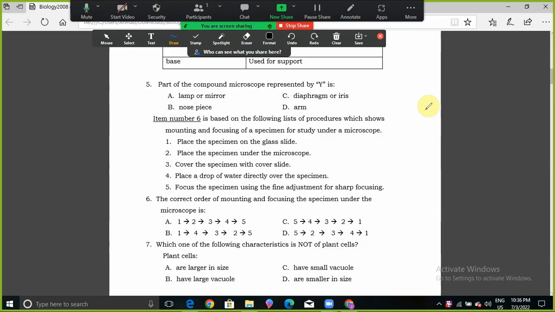To put it in order, the correct answer is B. Why? Because first of all we place the specimen on the glass slide. Then number 4, we drop water directly over the specimen. Then number 3, cover the specimen with a cover slip, and number 2, place the specimen under the microscope. Then number 5, focus the specimen using the fine adjustment for sharp focusing. So the correct answer for question number 6 is B.